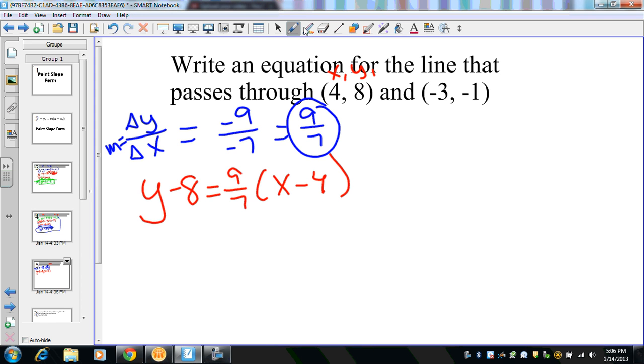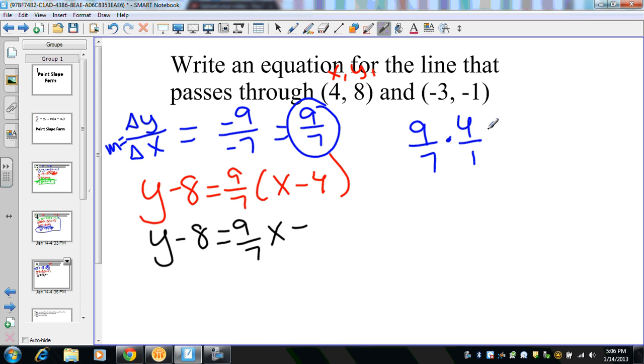Now I'm going to go through and I'm going to use the distributive property and simplify this a bit. So I've got y minus 8 is equal to 9/7 times x is just 9/7 x minus 9/7 times 4. 9/7 times 4, I'll just show you. That's equal to 36/7. And we're just going to leave it as 36/7, all right?